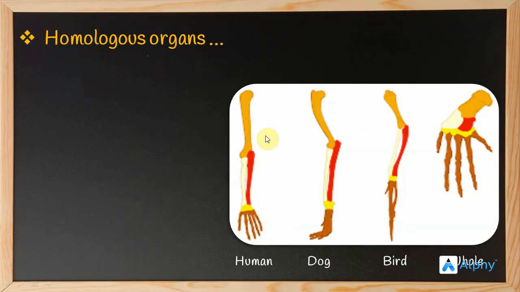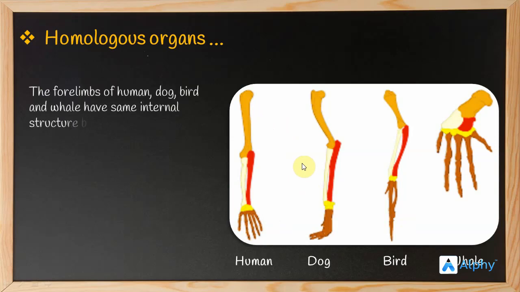We can say they have a basic common skeleton structure, right? Now, we can conclude from this that the four limbs of human, dog, bird, and whale have the same internal structure. However, they perform different functions, right? See, they have the same anatomical structure. We can say they have the same basic skeleton structure, but the function they all perform is different.